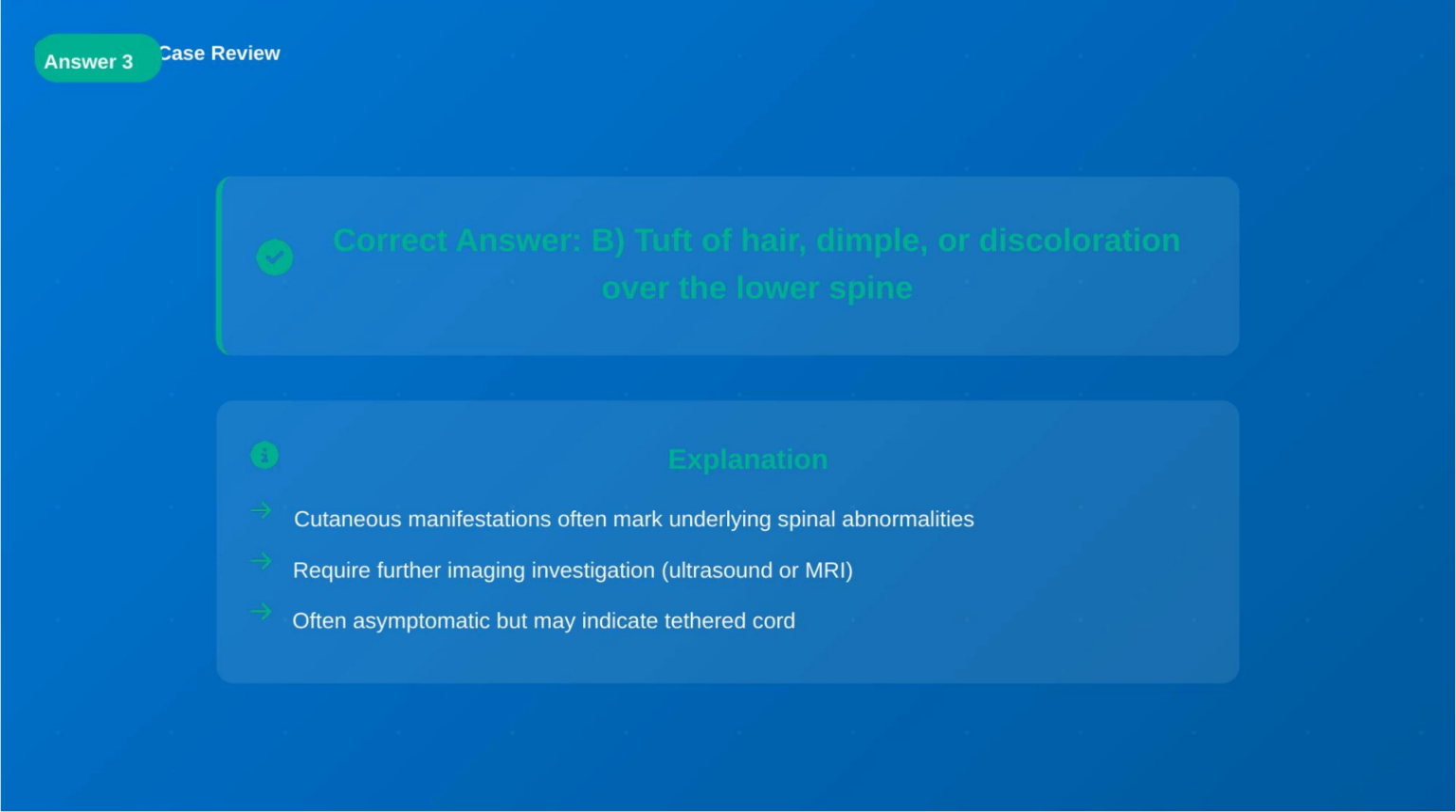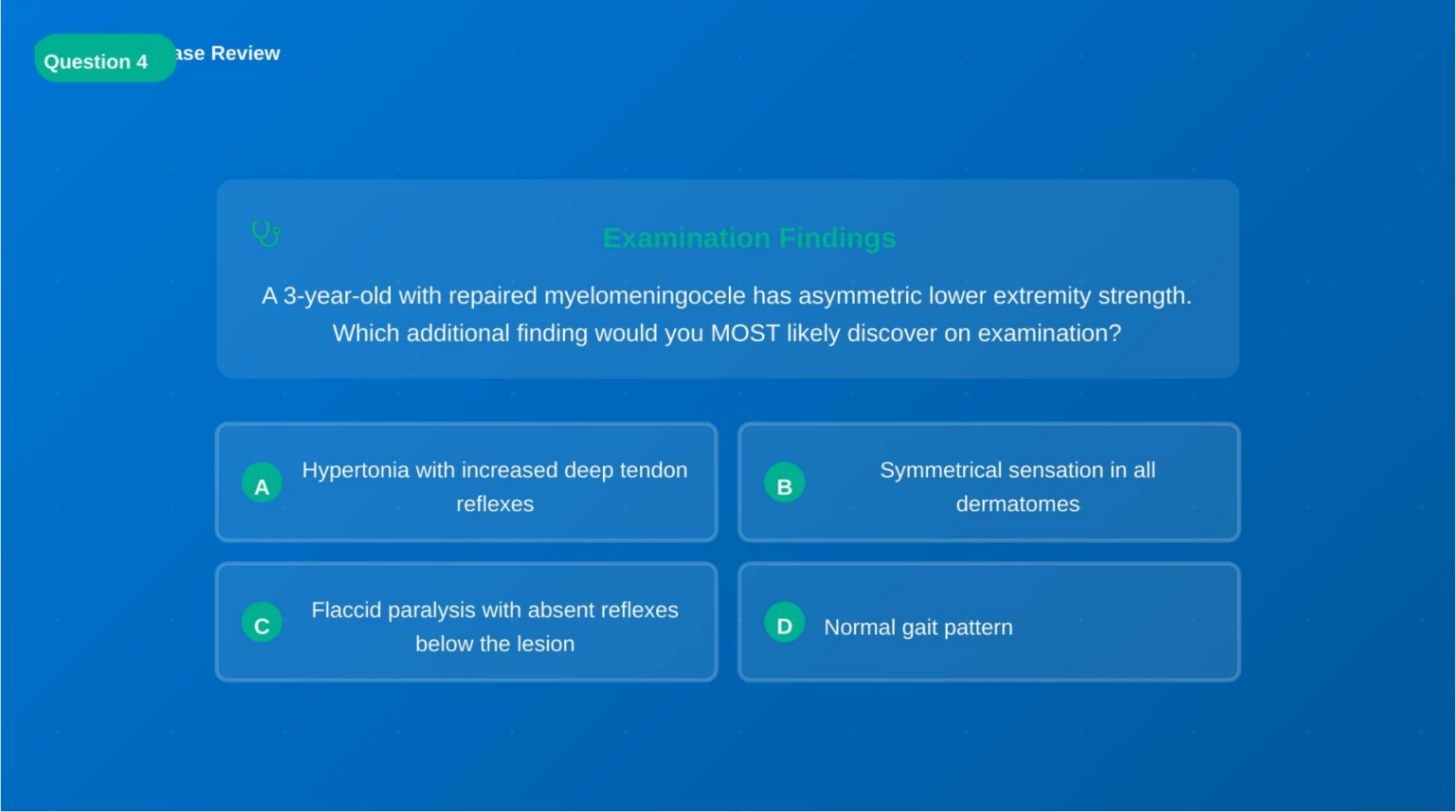Spina bifida occulta is often not visible externally, but may present with cutaneous manifestations that mark underlying spinal abnormalities. These include a patch of hair, skin dimple, hemangioma, or skin discoloration over the affected area. These findings warrant further investigation with ultrasound in infants or MRI in older children to rule out tethered cord or other associated conditions. Let's examine another case.